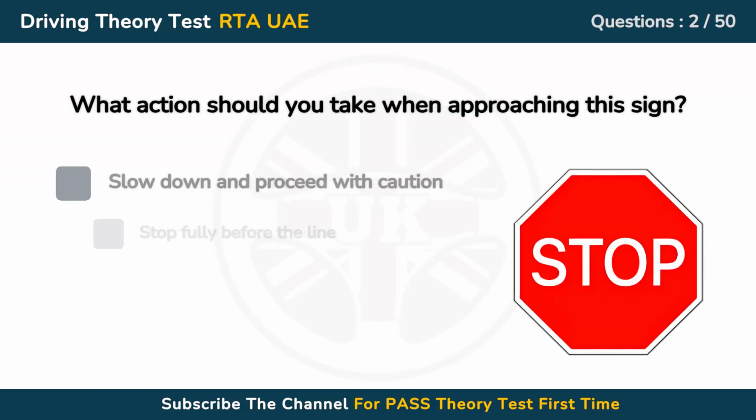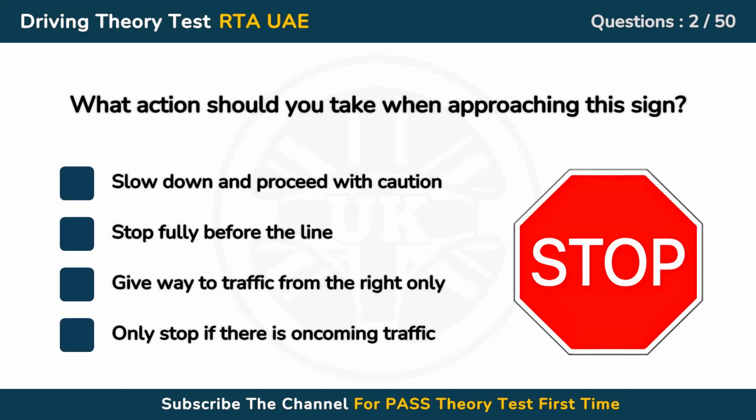Question 2. What action should you take when approaching this sign? A. Slow down and proceed with caution. B. Stop fully before the line. C. Give way to traffic from the right only. D. Only stop if there is oncoming traffic.